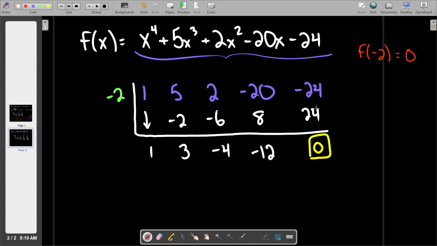But what's interesting this time is that we have 4 numbers that survive. This is not a quadratic. This is a cubic. So these 4 numbers that I'm pointing out with the red arrow are the coefficients of a cubic. Remember, synthetic division always knocks one level down. So if you start with x to the 4th power, synthetic will produce something to the 3rd power. So these numbers represent 1x to the 3rd plus 3x squared minus 4x minus 12.